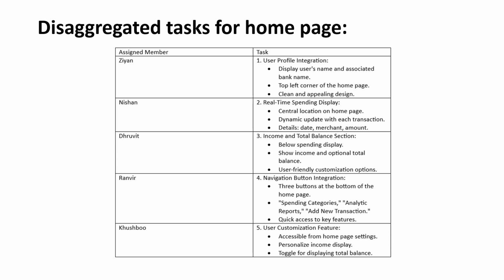He's working on the navigation buttons, which are located at the bottom of the page, which help the user get quick access to the key features. And the last, Kushbu, is working on the user customization feature. It's accessible from the home page settings, to personalize income display and toggle the display of total balance.